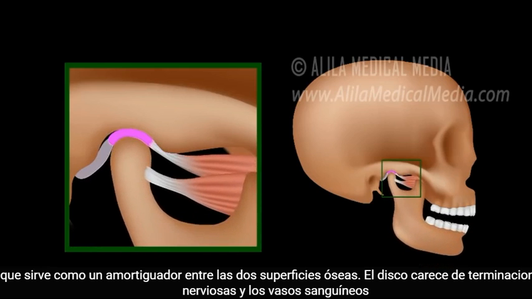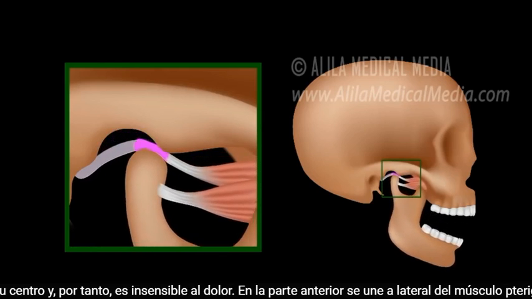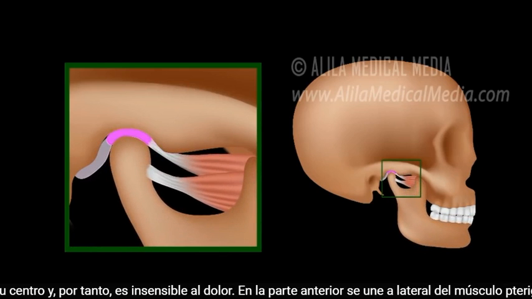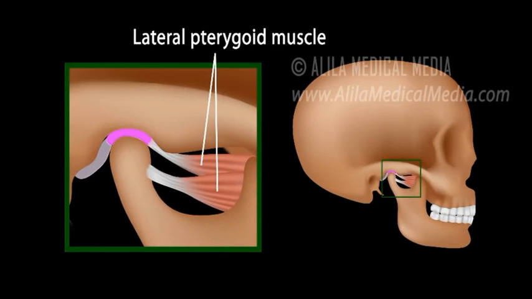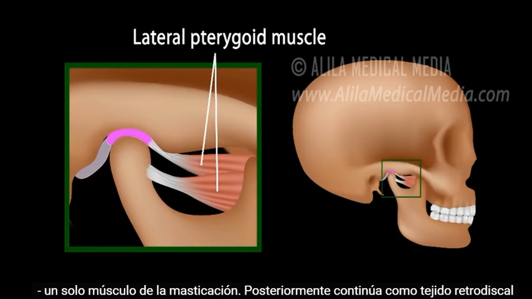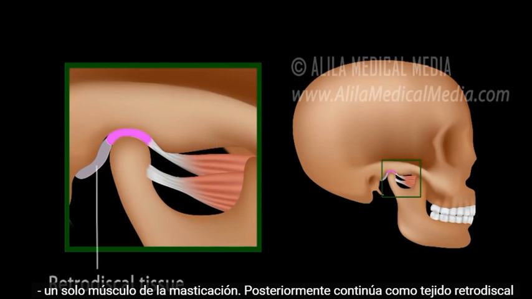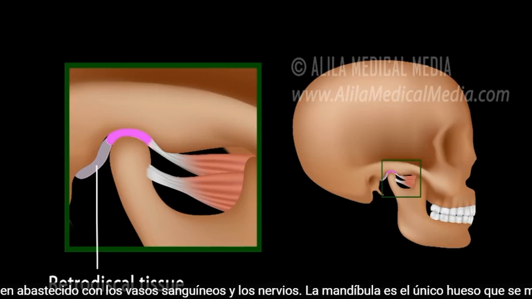The disc lacks nerve endings and blood vessels in its center and therefore is insensitive to pain. Anteriorly, it attaches to the lateral pterygoid muscle, a muscle of chewing. Posteriorly, it continues as retrodiscal tissue, fully supplied with blood vessels and nerves.